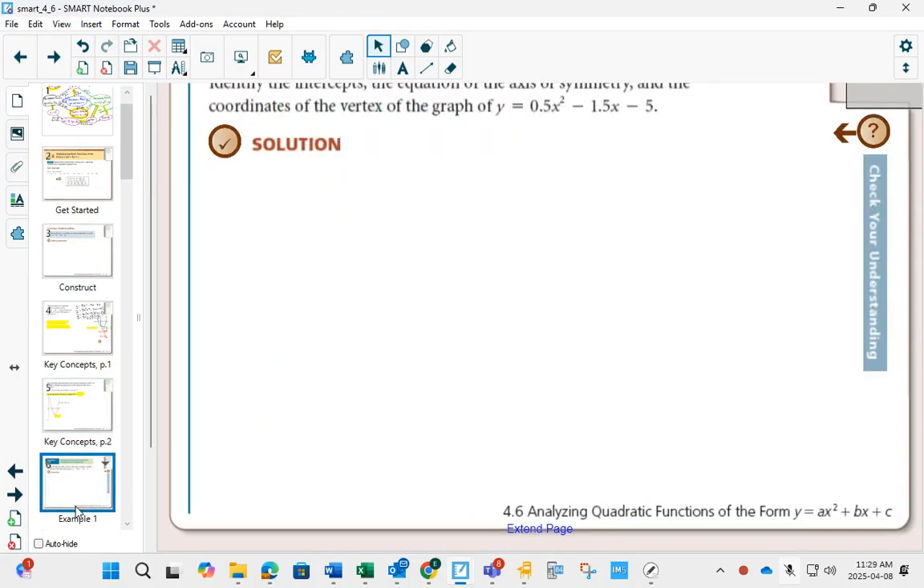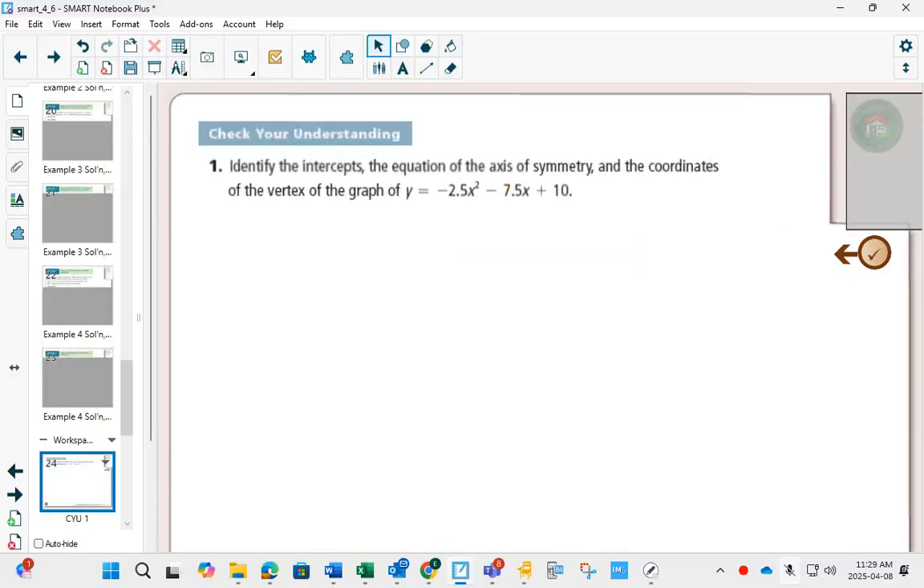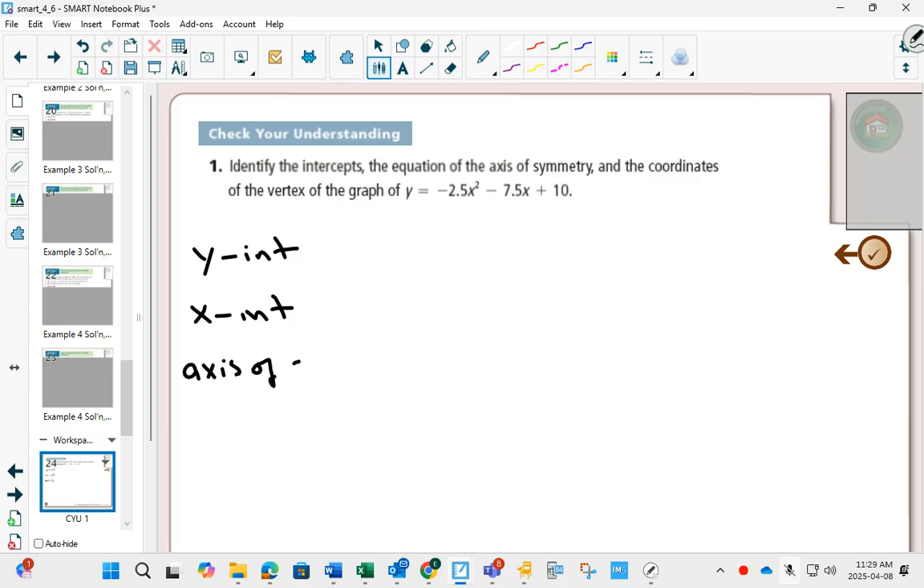So let's go to example 1. Identify the intercepts, the equation of the axis of symmetry, and the coordinates of the vertex. This question is asking us to find 4 things. It's asking us to find the y-intercept, the x-intercepts, the axis of symmetry, and the vertex.